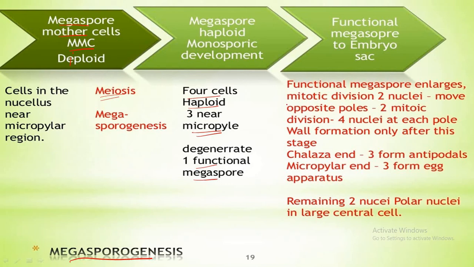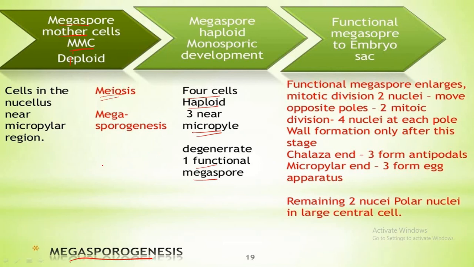Okay, now let us see different stages of development of female gametophyte. The functional haploid megaspore is the first cell of female gametophyte of angiosperm, and it enlarges in size to form the female gametophyte, which is also called the embryo sac. Its nucleus undergoes mitotic division to form 2 nuclei that move to opposite poles, forming 2 nucleate embryo sac.